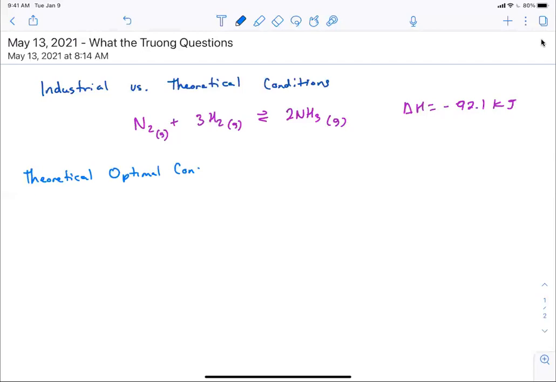So if you're looking at the optimal theoretical conditions based on this equilibrium problem and this delta H value, what type of pressure and what type of temperature would maximize your yield of NH3 in this situation? Why low temperature? An exothermic reaction means the delta H is located where in the reaction? Where would you place the delta H in the reaction? On the product side.